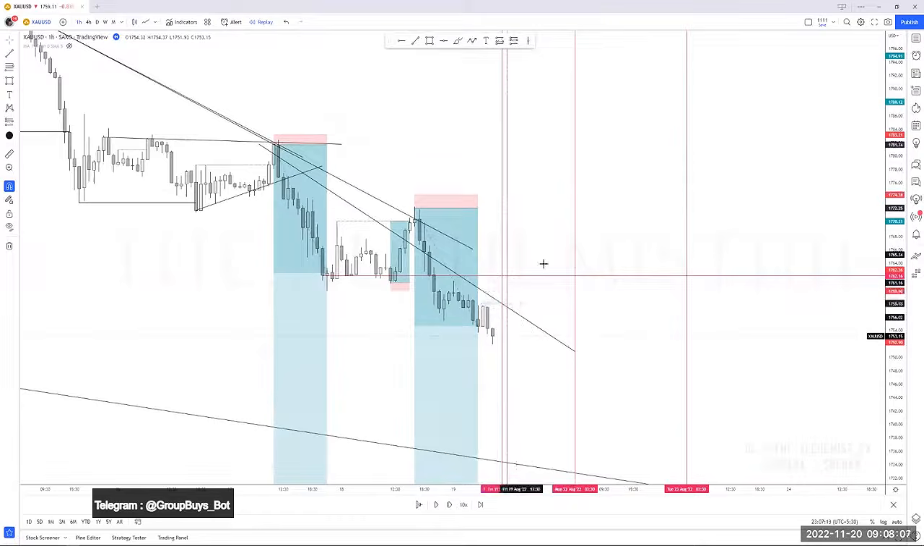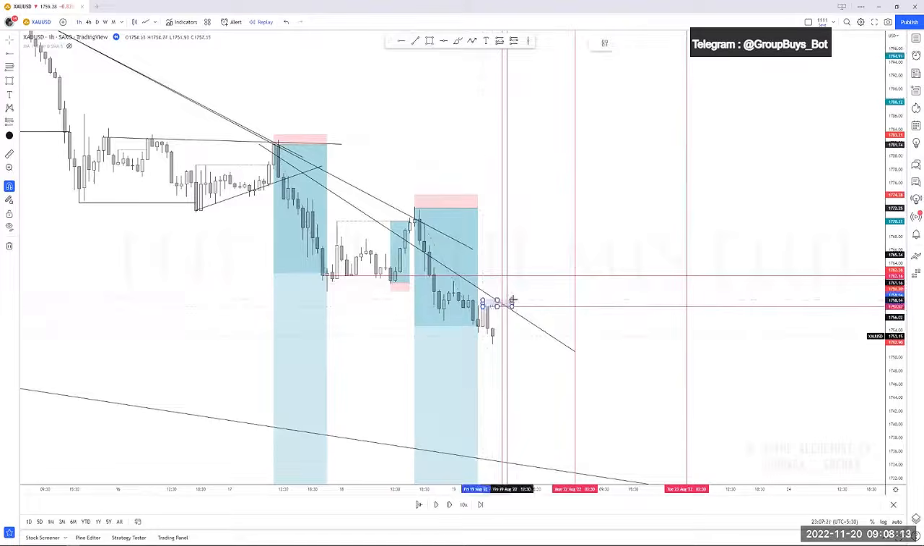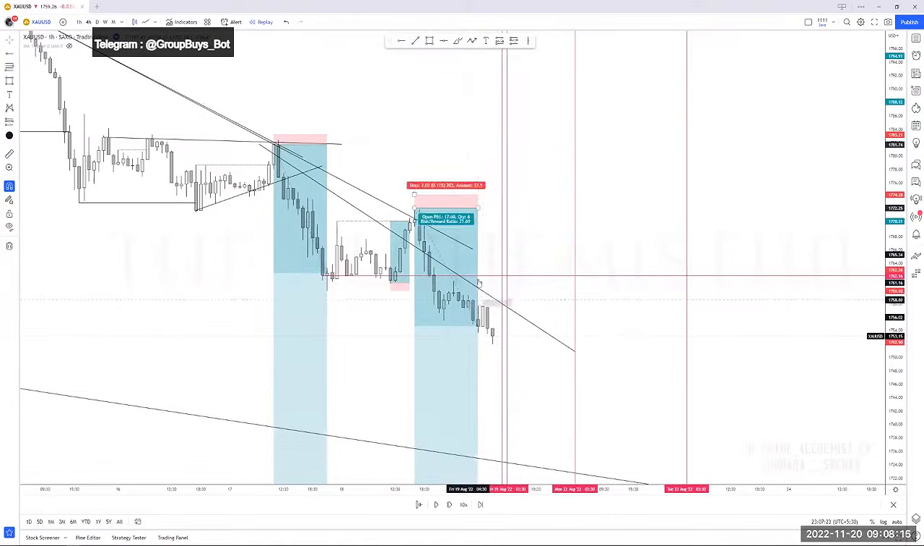Now I did not take the trade. That's why I'm looking at it in real time. So I don't know. Let's see. Maybe we can take a trade here with our stop loss above this one.